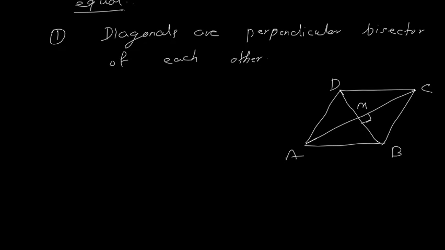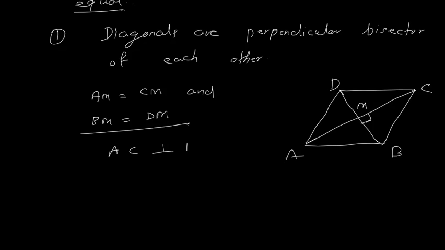So here, in case of rhombus, we have AM equal to CM and BM equal to DM. Also, AC is perpendicular to BD. So this is your rhombus. So rhombus, it satisfies all the conditions of parallelogram. Apart from that, its diagonals are perpendicular bisectors.